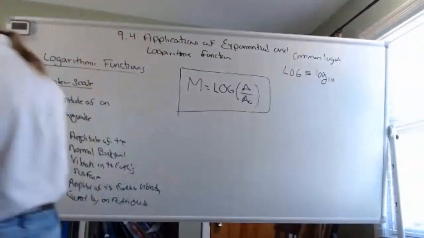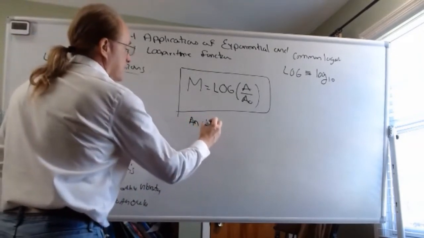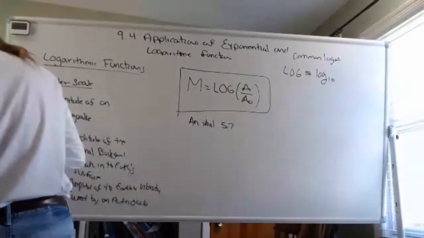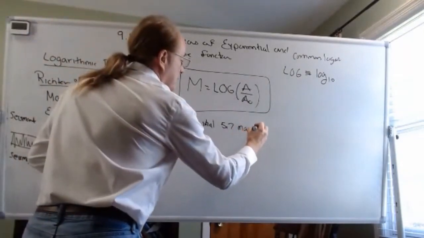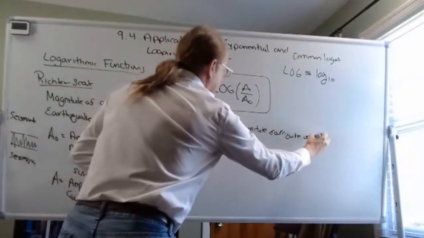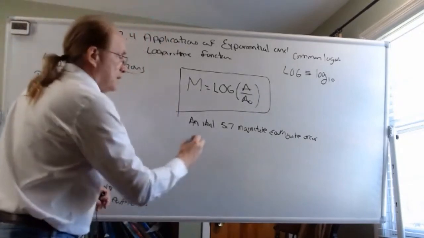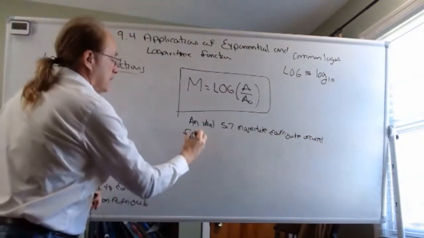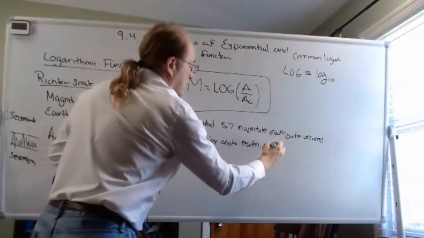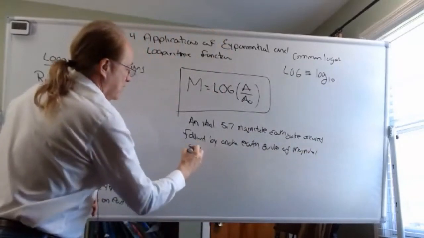Okay, so let's take a look at a problem that you might see from this. So here we have an initial 5.7 magnitude earthquake that occurred, followed by another earthquake with a magnitude of 8.9 on this Richter scale.